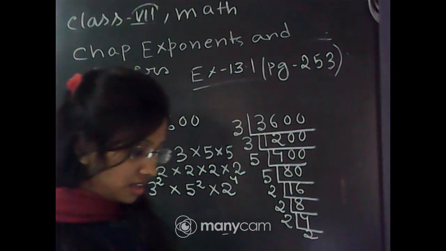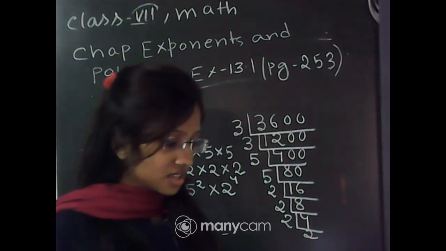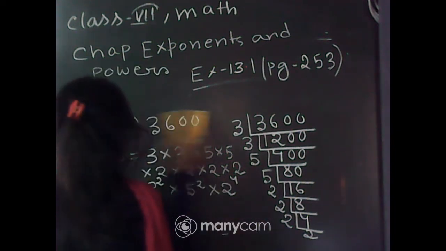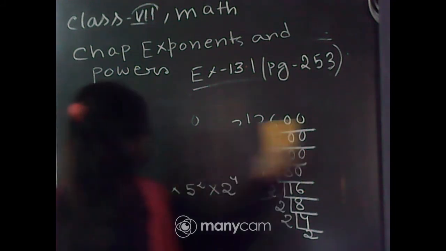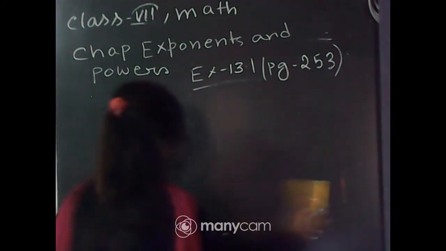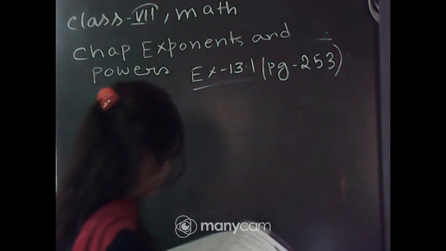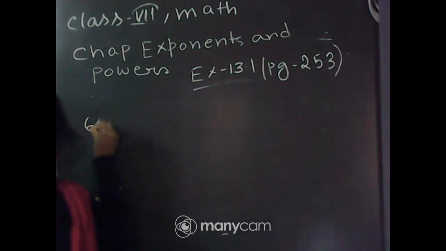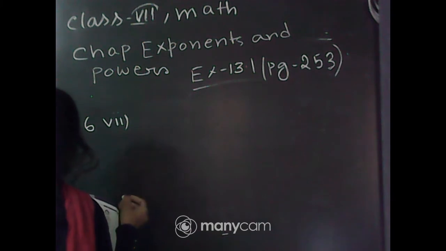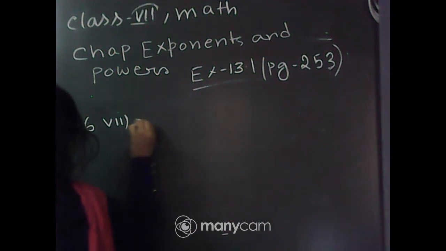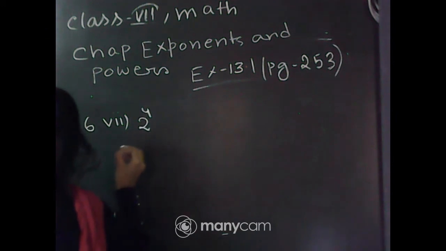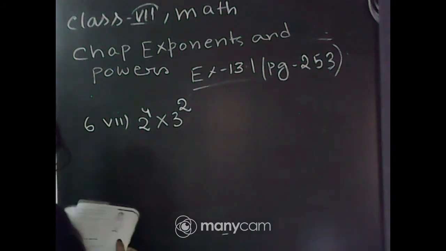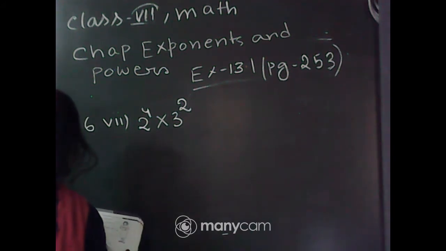Okay, then next question number 6, simplify the following. Question number 7 of 6. Two to the power 4 into 3 square. We have to find the value of 2 to the power 4 into 3 square.